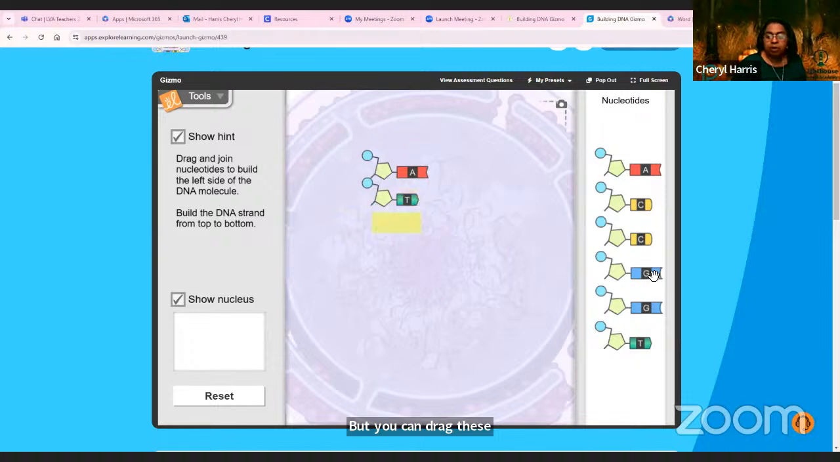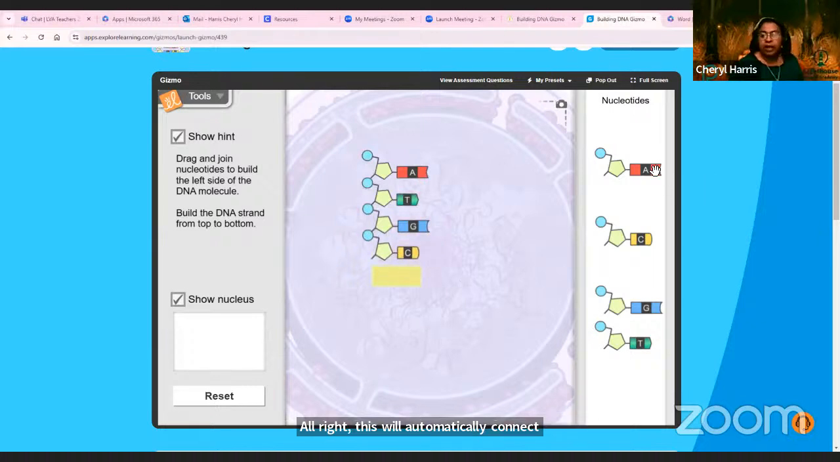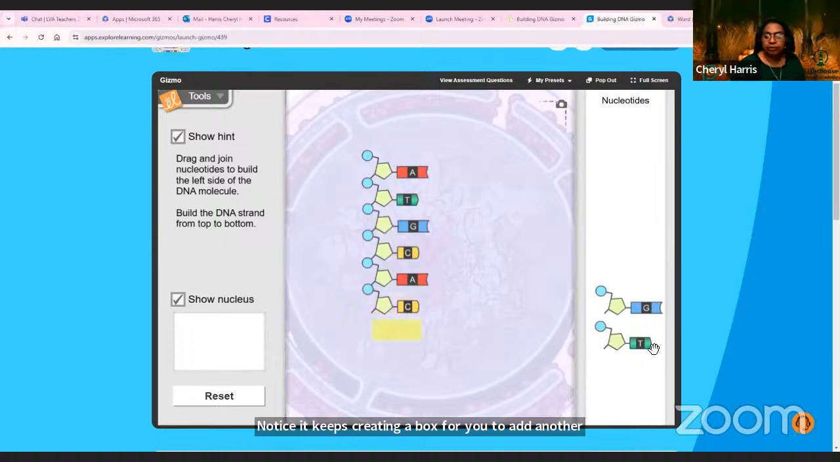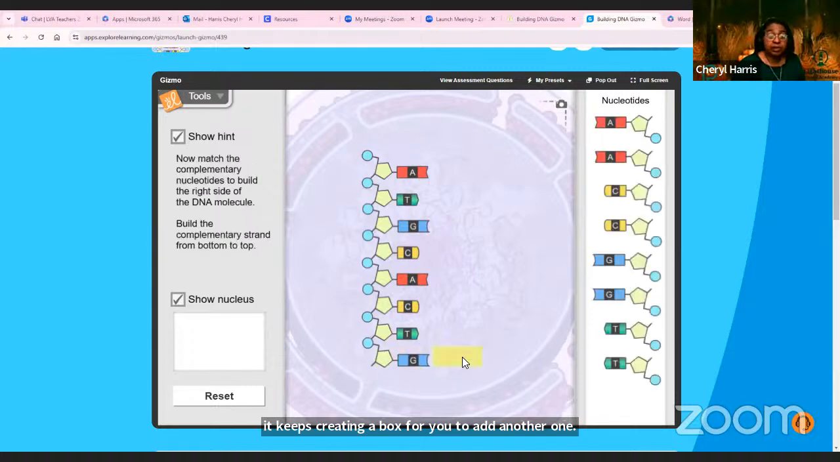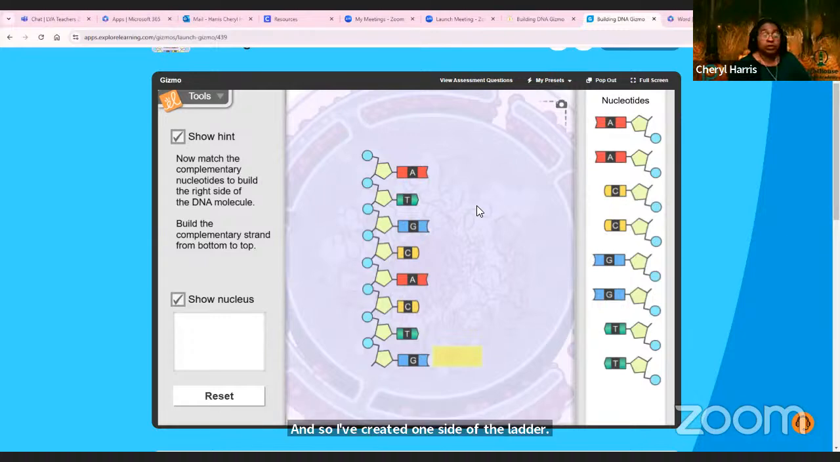This will automatically connect. Notice it keeps creating a box for you to add another one. I just randomly drag these in place. What I've done is I've created one side of the ladder. Now I have to create the other side of the ladder.